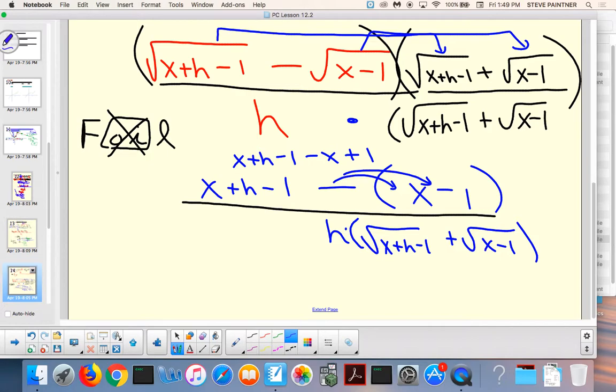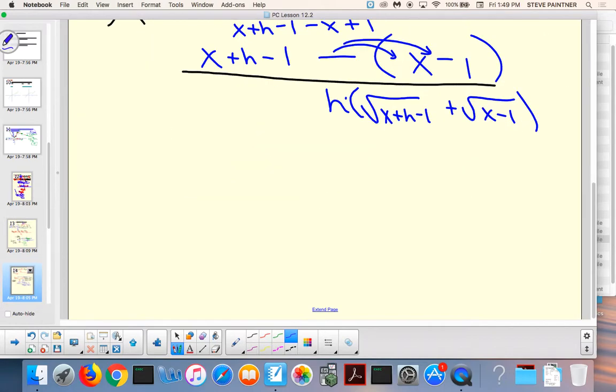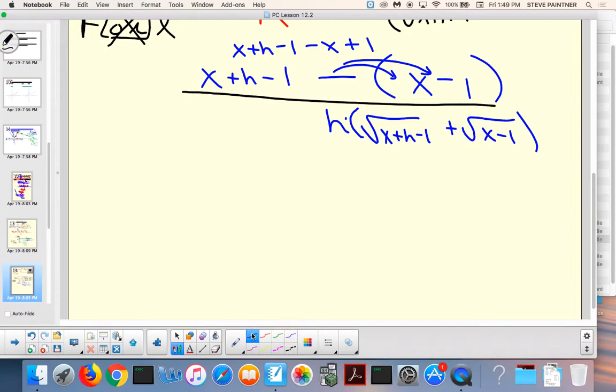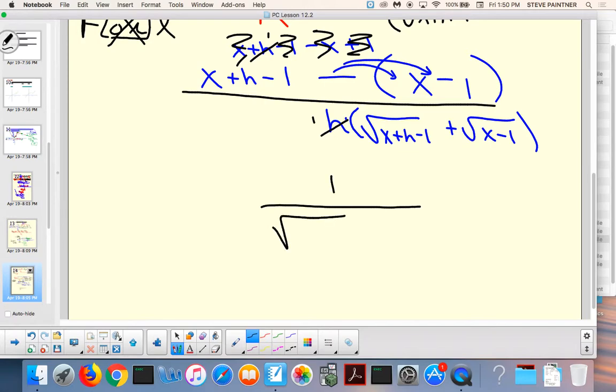Now help me out here. The h on top is what? Cancel. Okay. What else? The ones. And the h here and the h down here do what? They do cancel, but when you cancel things out, you're supposed to say 1 over 1. So what's the answer? 1 over the square root of x plus h minus 1 plus the square root of this.